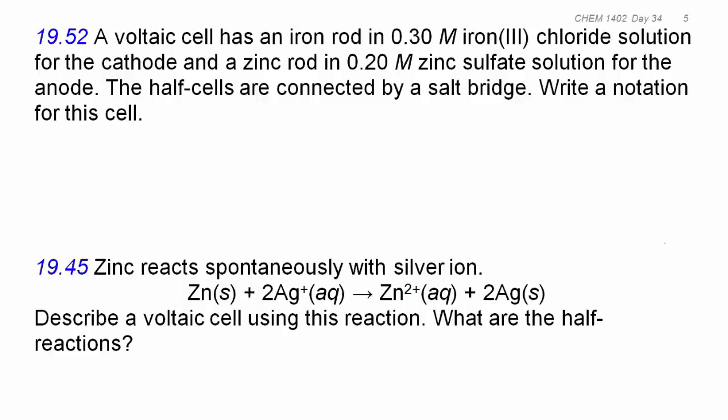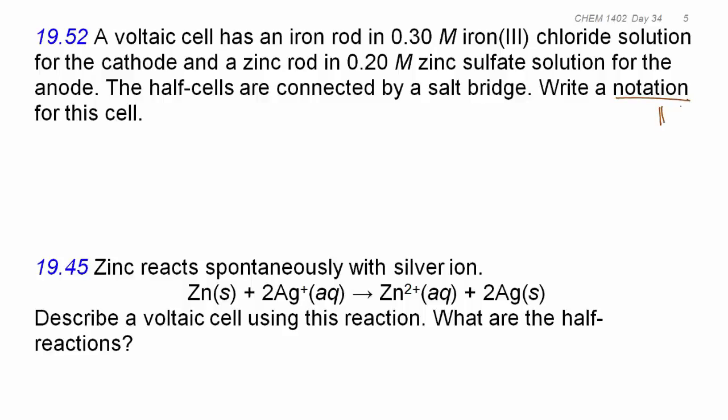A voltaic cell has an iron rod and 0.3 molar iron 3 chloride solution for the cathode, and a zinc rod and 0.2 molar zinc sulfate solution for the anode. The half cells are connected by a salt bridge. Write a notation for this cell. Okay, so when they say write a notation, remember that's our salt bridge shorthand notation.